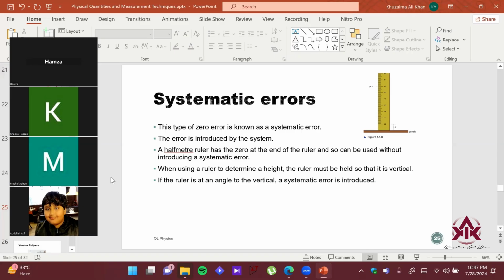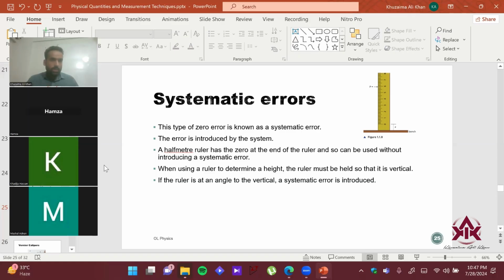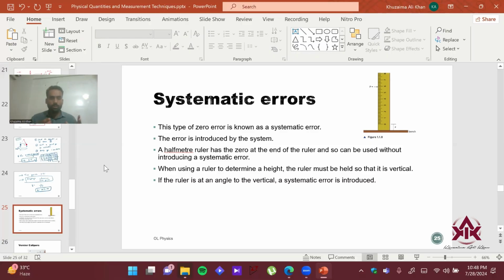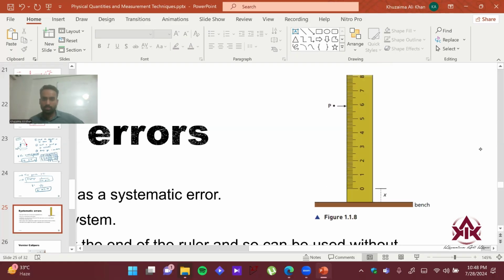अच्छा, I guess Abdullah is trying to say, and I believe Abdullah is saying some correct things. Abdullah, I trust you. ठीक है? So systematic errors वो होते हैं जो basically introduce होते हैं from the instruments, right? So let's say you are taking a measurement using this half meter rule, ठीक है? And you want to measure कि ये point P कितना ऊपर है टेबल से, right? And for this you're using half meter rule.